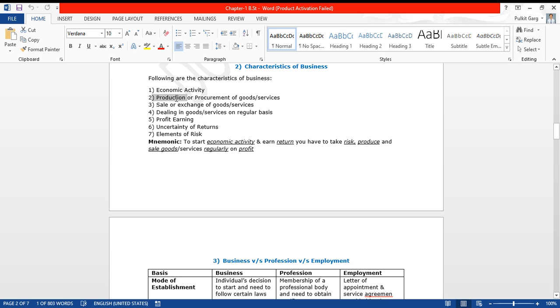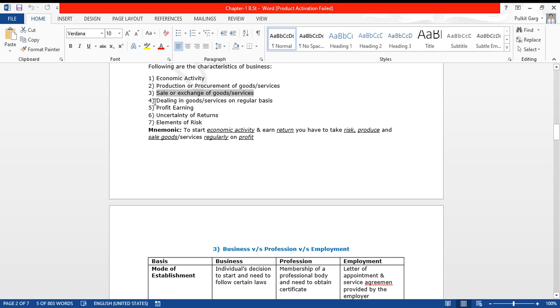The second important characteristic of business is that there should be production or procurement of goods or services. If you are not dealing in any goods or any service, you cannot term that activity a business. Then, sale or exchange of goods or services. That is, if you are buying something or renting a service, then those goods should be distributed to consumers. Otherwise, what will you do, just buy? So there should be buying as well as selling of goods and services.